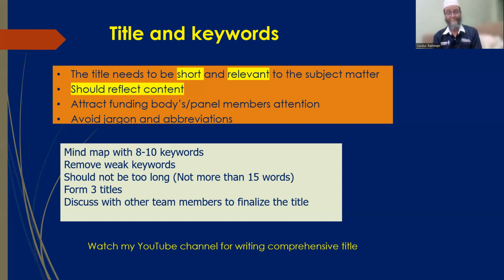So to write a title, I think first start with, as you are working for some time on the topic with the team members, first come out with maybe 8 to 10 keywords, and from there eliminate weak keywords, and from there maybe 4 or 5 strong keywords. You connect them, write 3 titles, okay, and then discuss with other team members, get their feedback.